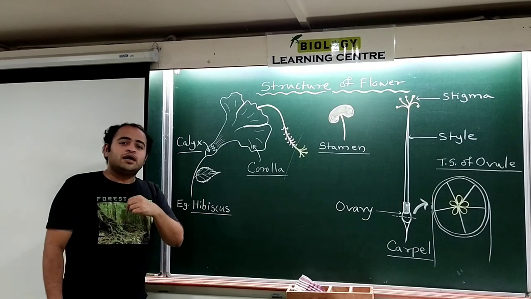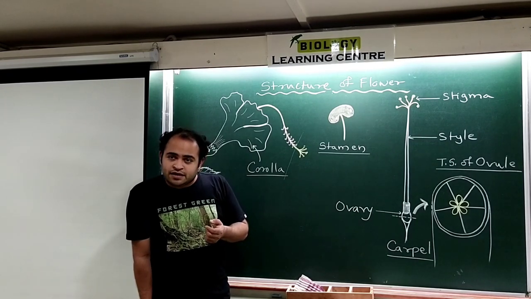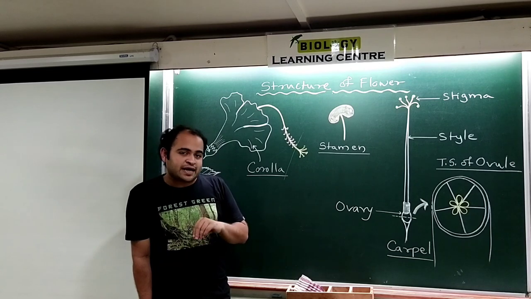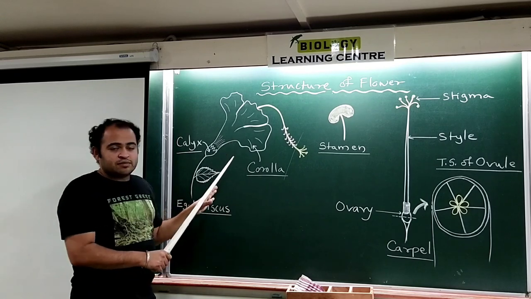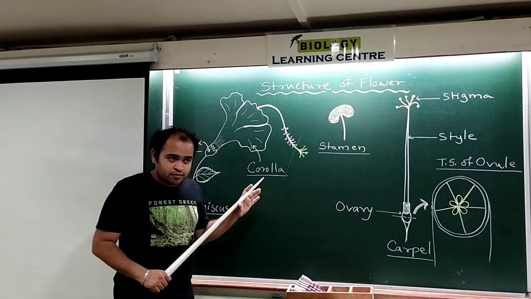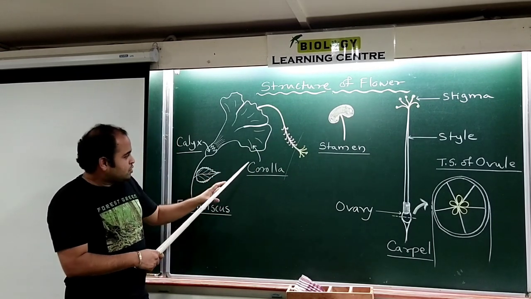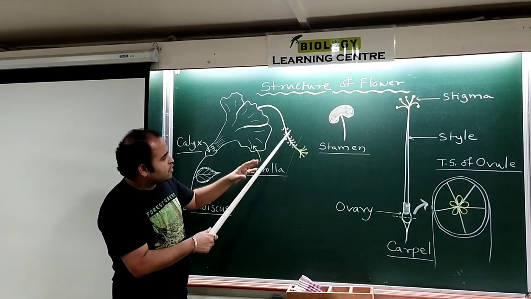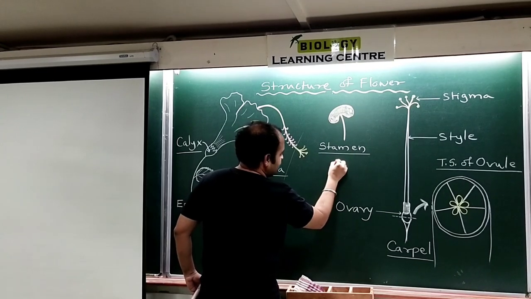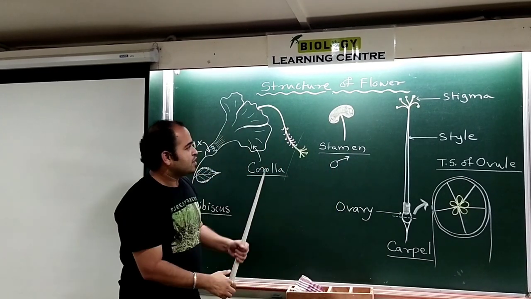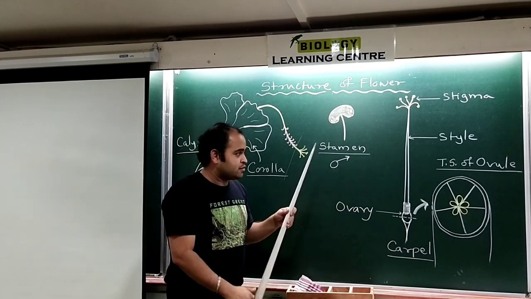Let us think about the essential ones. What are essential ones? Essential ones are those which take part in reproduction actively, meaning the male part and female part. This particular flower can be called a bisexual flower because both the sexes are present in a single flower. Now, let us think about the male reproductive structure. So this is the stamen, with anther and filament.